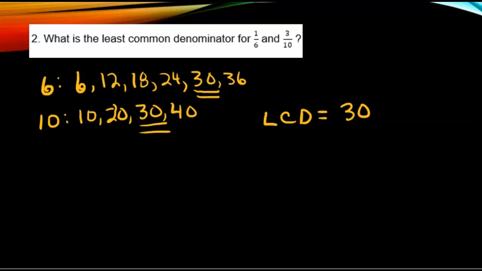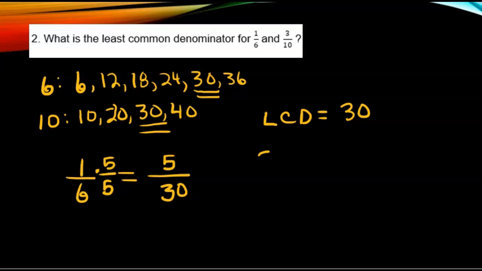Now, if I wanted to change my 1/6 to something over 30, what would be my copycat fraction? Well, let's count how many times we added 6. There's 1, 2, 3, 4, 5. So my copycat fraction would be 5 over 5. Then we multiply across, and 1 times 5 is 5, 6 times 5 is 30.